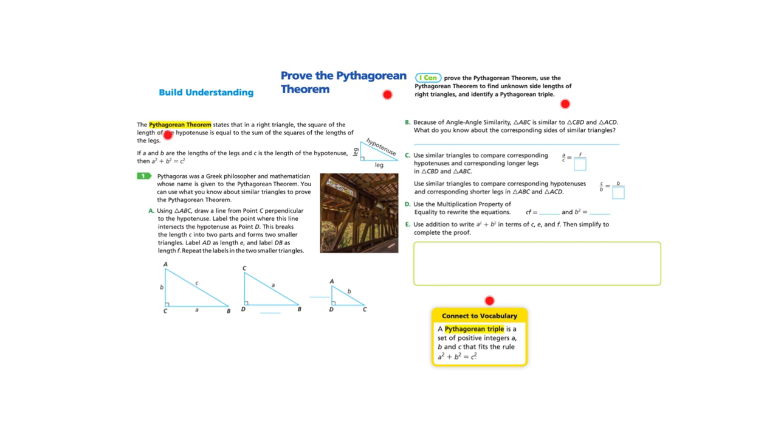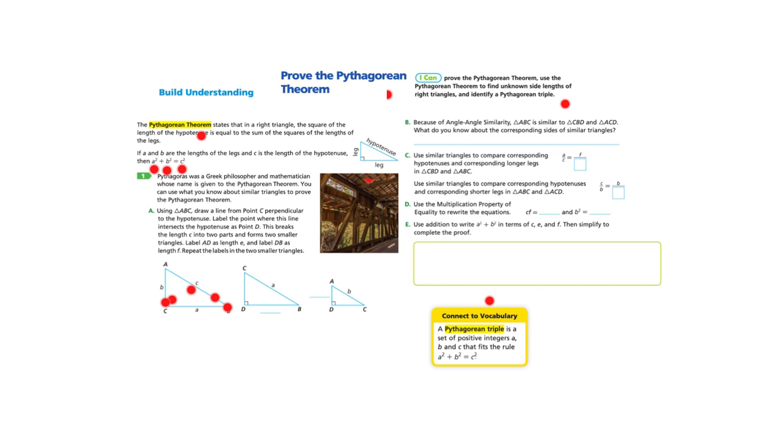So the Pythagorean theorem states that in a right triangle, the square of the length of the hypotenuse, the longest side, which is opposite the right angle, is equal to the sum of the squares of the lengths of the legs. The shorter sides in a right triangle are called the legs, and the longest side is called the hypotenuse. And so they give you a really good example here. If A and B are the lengths of the legs and C is the length of the hypotenuse, then A squared plus B squared equals C squared. You'll know that for the rest of your life.